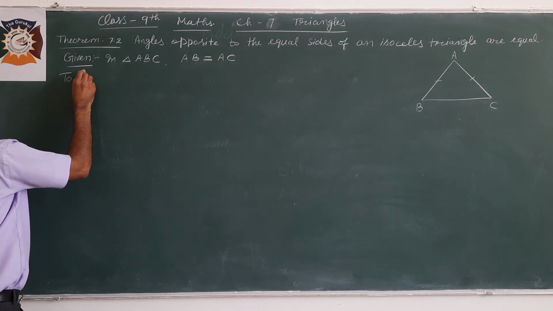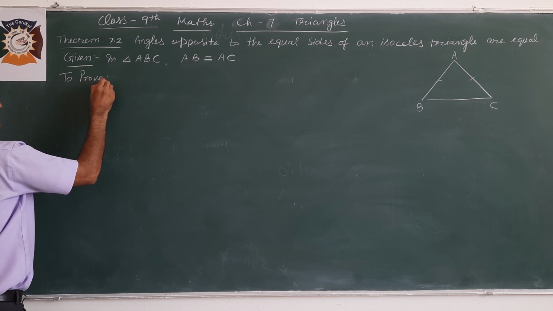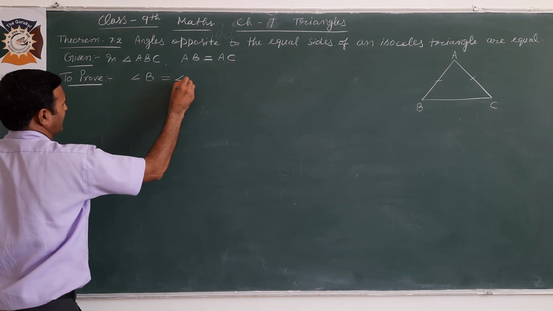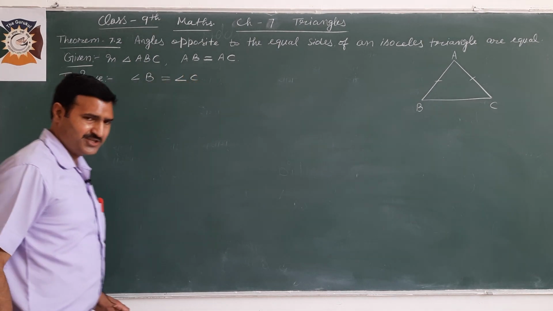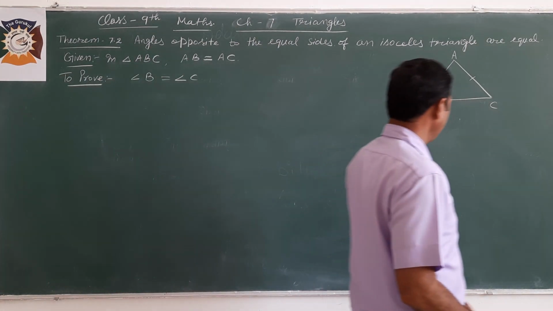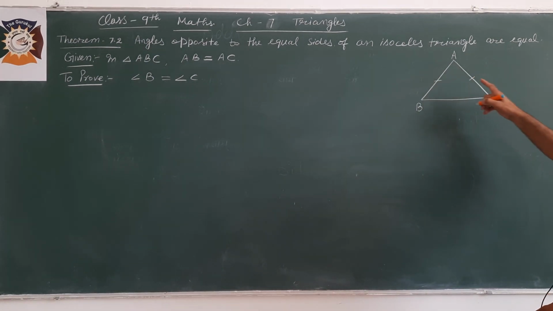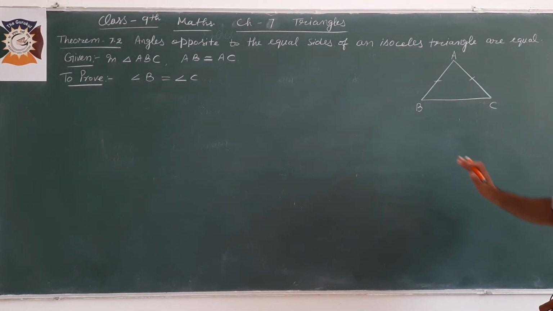And what we have to prove? Angle B is equal to angle C. ये हमने प्रूव करना है. दो साइड्स इसमें AB और AC इक्वल दी है, तो इसके सामने का एंगल ये और इसके सामने का एंगल ये हमने इक्वल प्रूव करने हैं.